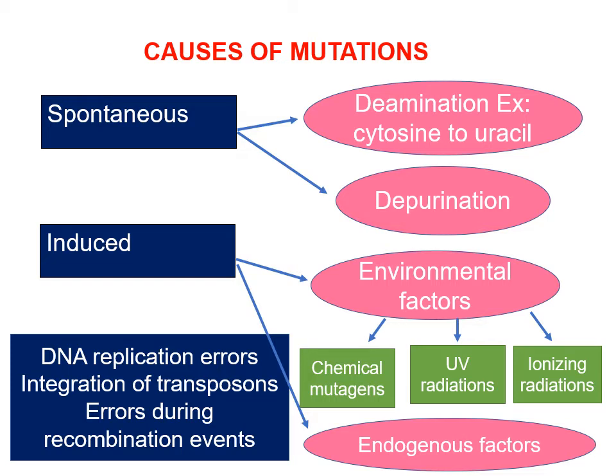For example, certain replication errors can also result in mutations. Again, these replication errors are repaired by the mismatch repair mechanism, but if they go unnoticed or do not get repaired, they can result in mutations. Errors can also occur during integration of transposons or during recombination events. Ultimately, all these different causes result in permanent changes in the DNA, which sometimes may lead to cancer development, or, if it is in the germline, can result in inherited disorders.